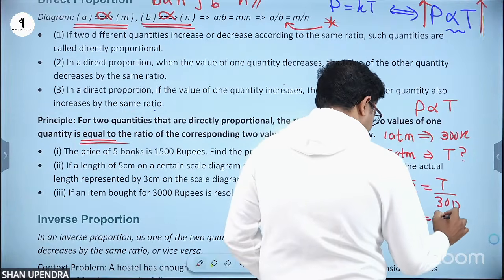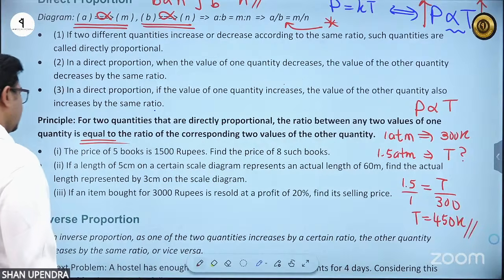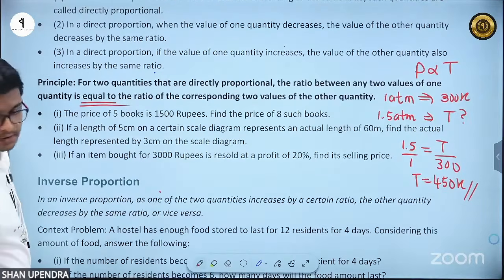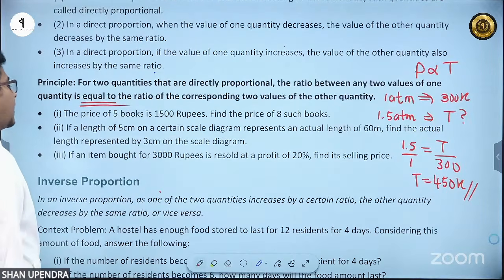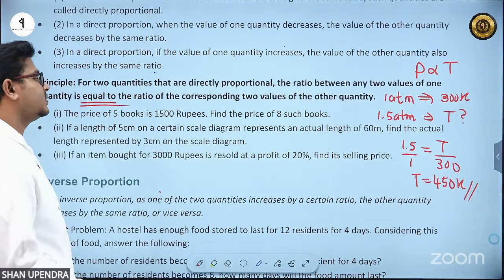Then T is 450 Kelvin. Okay, so you can see there are some examples. The price of five books is 1,500 rupees. Find the price of 8 such books.